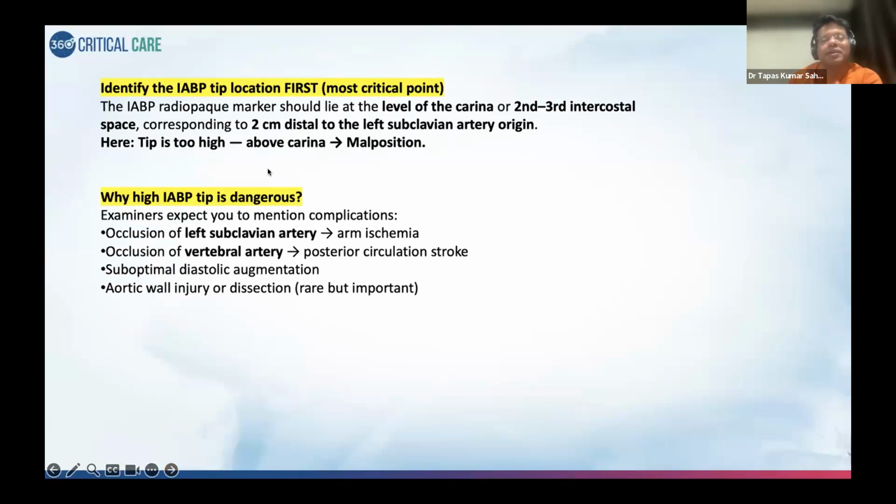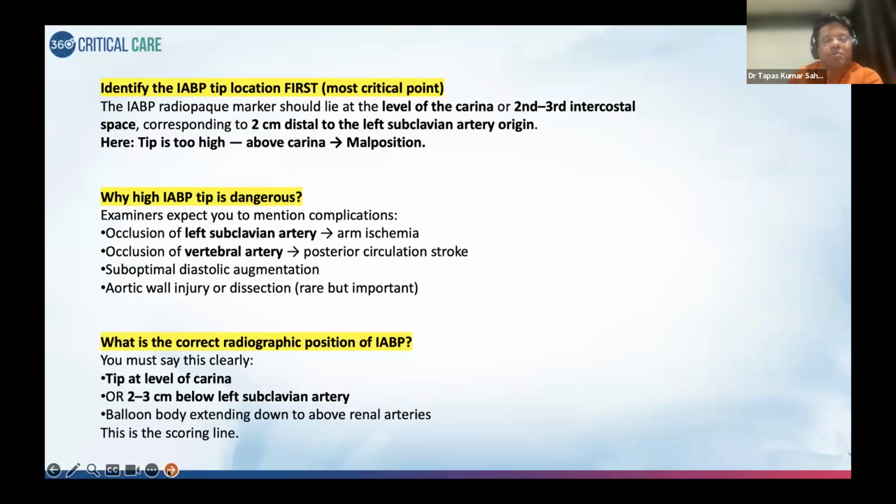Now, why is a high IABP dangerous? Examiners expect you to mention the complications, not just that a high IABP tip will be dangerous. Why? Occlusion of the left subclavian artery leading to arm ischemia. It can also occlude the vertebral artery, which can lead to posterior circulation stroke, suboptimal diastolic augmentation, aortic wall injury or dissection. That is rare but important.